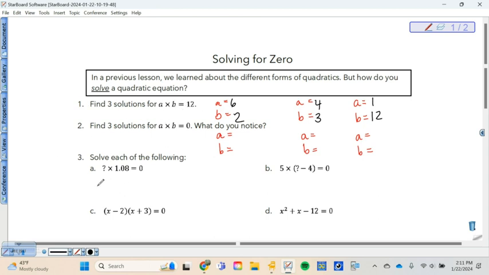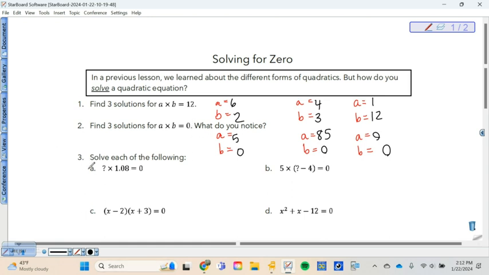What about for number 2? What's a solution for A times B equals 0? 5 and 0. What else? What's another solution? Anything and 0, exactly, right? It could be 85 and 0. It could be 0 and 0. As long as one of the letters is going to be 0, then I'll get to 0, right? Because anything times 0 is 0.